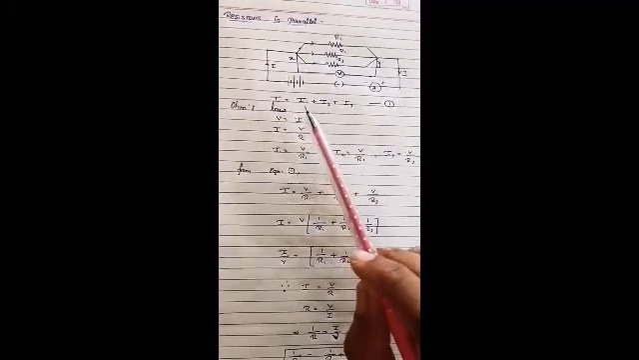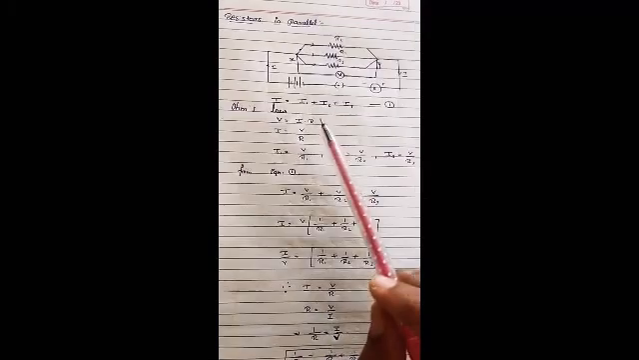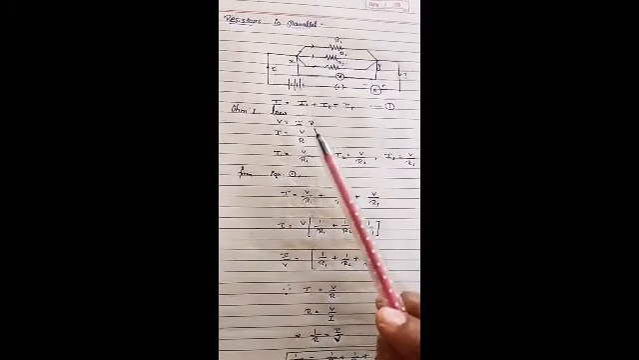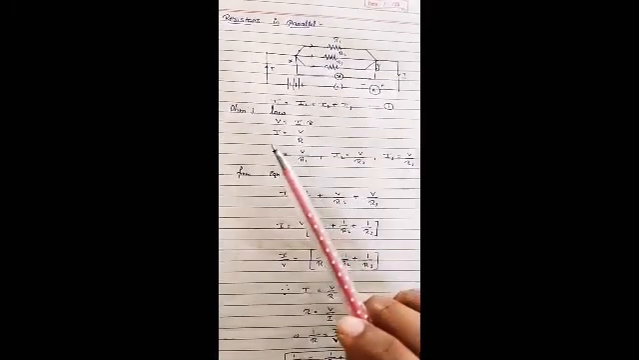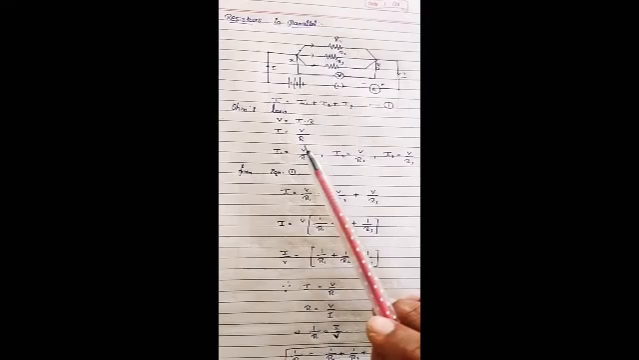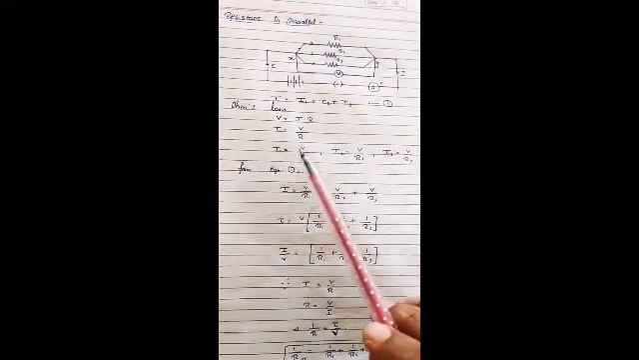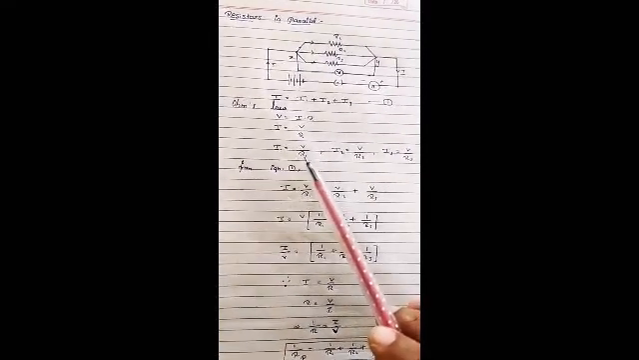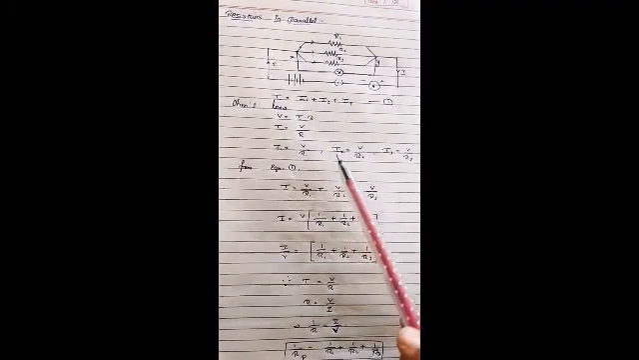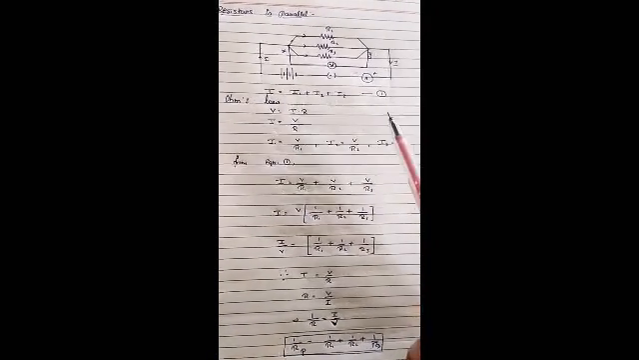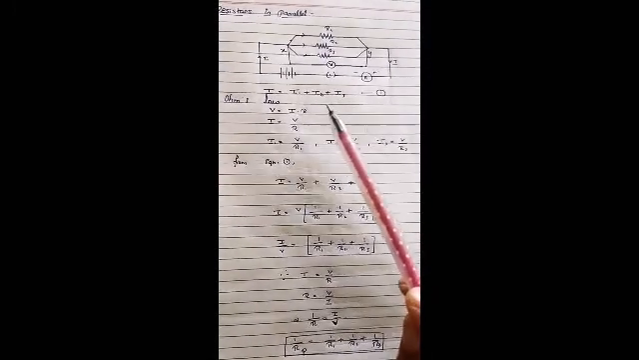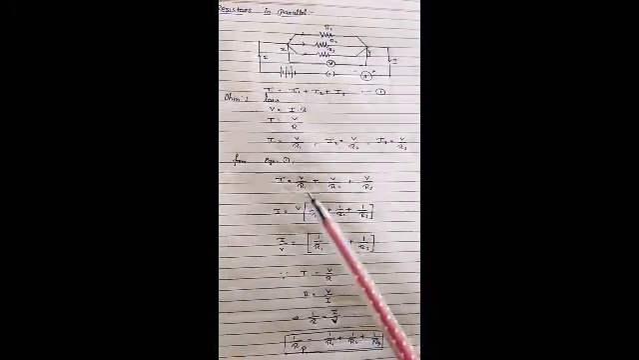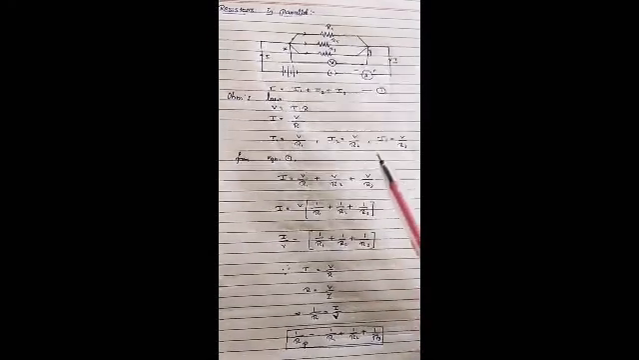We need the values of I1, I2 and I3, so we can rearrange the equation. V is equal to IR, so I is equal to V divided by R. Then substitute the values: potential is the same but resistors are different, so I1 is equal to V divided by R1, I2 is equal to V divided by R2, I3 is equal to V divided by R3. Then substitute the values of I1, I2 and I3 into equation 1.